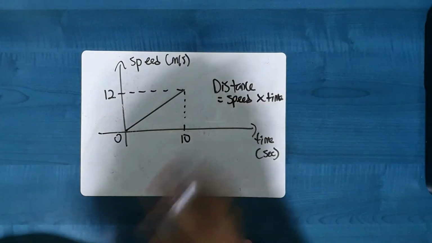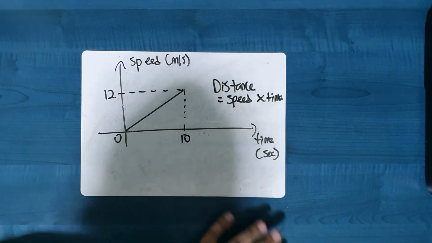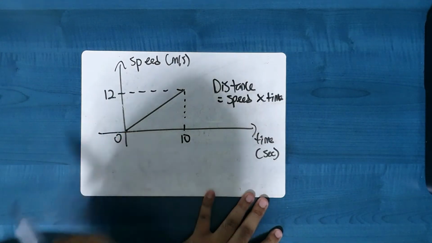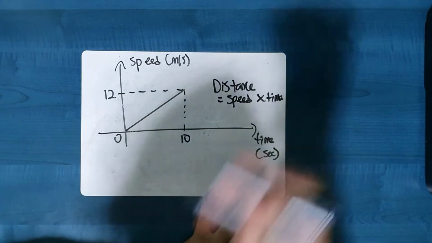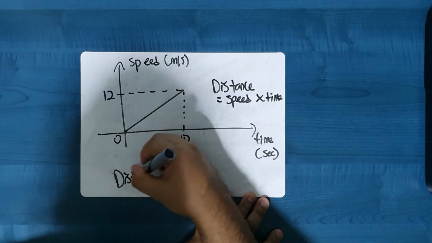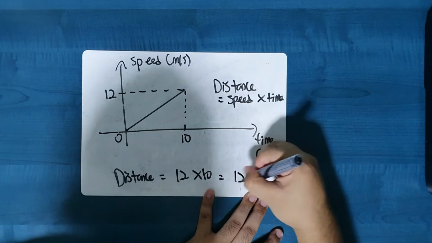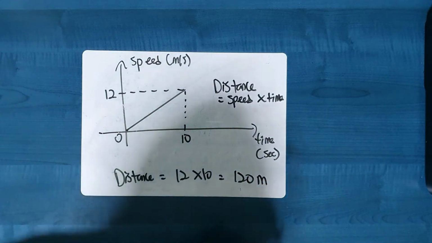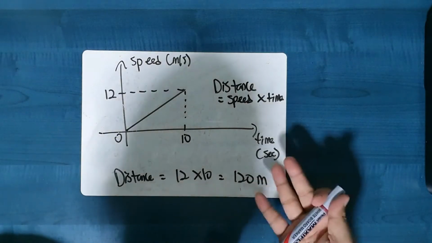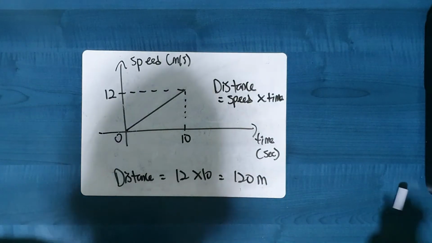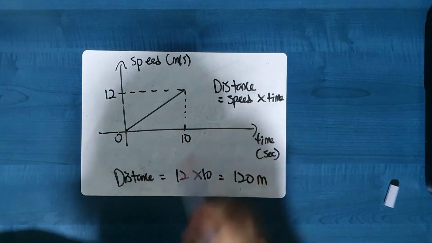We all know the formula for distance is speed times time. So you may be wondering, I know the speed is 12 when time is 10. So maybe the distance is 12 times 10 and you get 120 meters. Is that correct? Well, it's wrong, but the idea is there. Okay, the idea is correct. We find distance by speed times time.